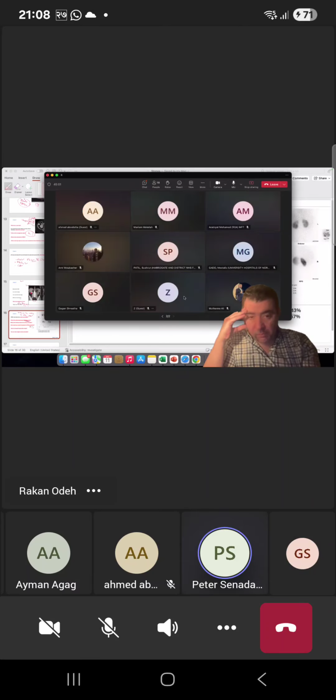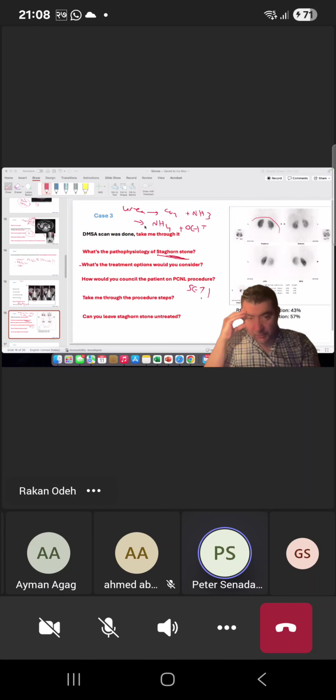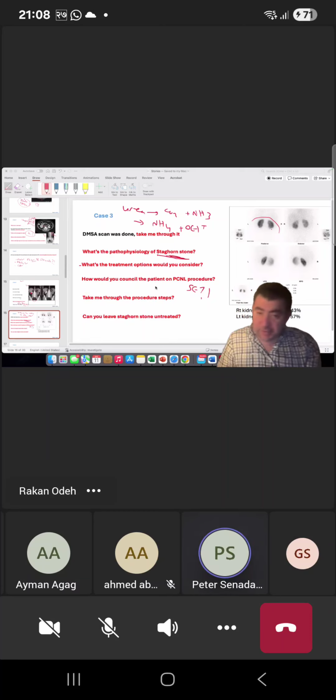Complication or side effects from the procedures, access related, which is failed access or multiple puncture, or injury to surrounding structure like the colon. Can you take me through the steps of the PCNL?